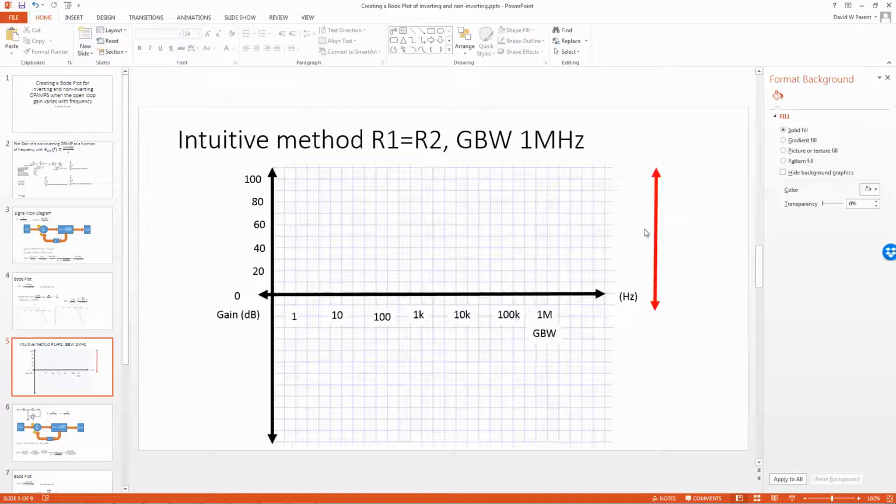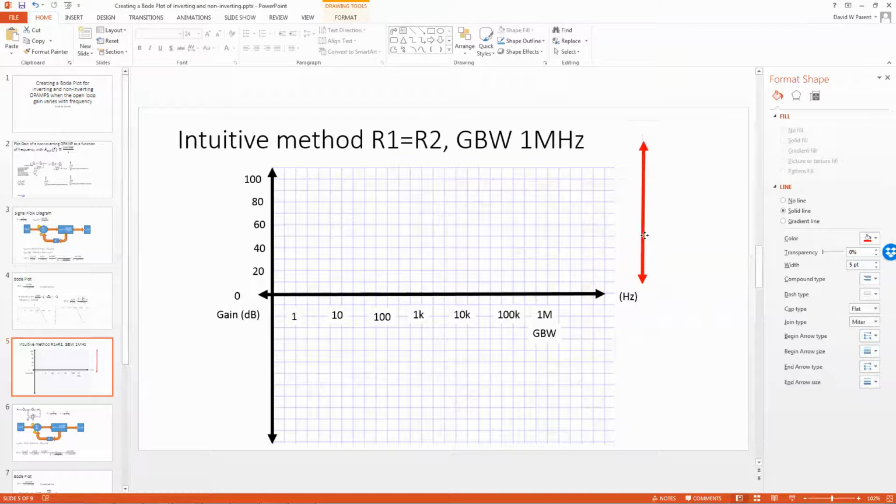I just have to jump out from presentation mode. So I'm just going to take this and drop it right on top of 1 megahertz, the gain bandwidth. Then, because it's the integrator model, as I go to the left, it's going to go up 20 dB per decade. So that's a decade, so I went 20 dB.